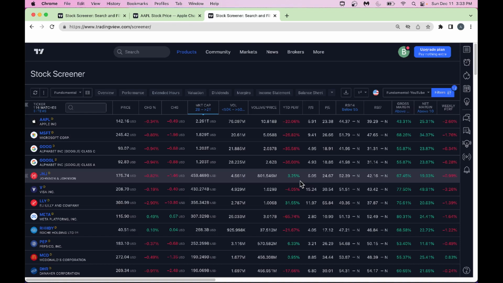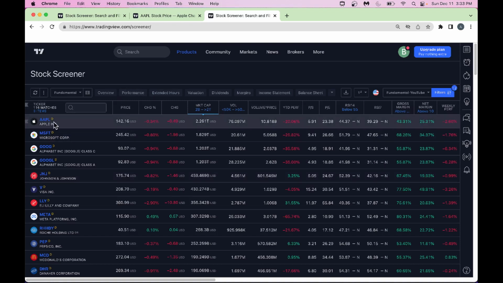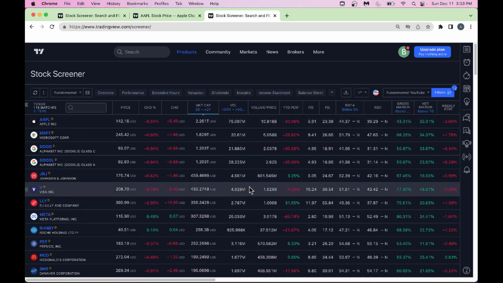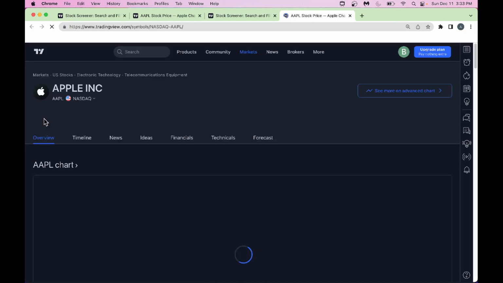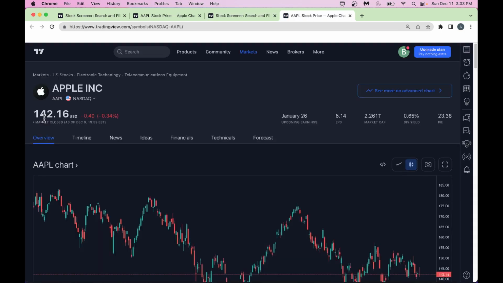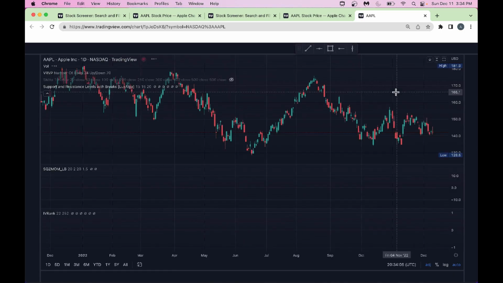For this example here, we'll look at one of my favorite stocks here, which is Apple. Let's click on Apple. The moment you get this list, something like this here, you can click on the symbol just like this here. TradingView will launch a screen, something like this here, and click on this more on advanced chart. Just click on it. Now you'll get a nice advanced chart, as you can see here, and we got multiple things here.